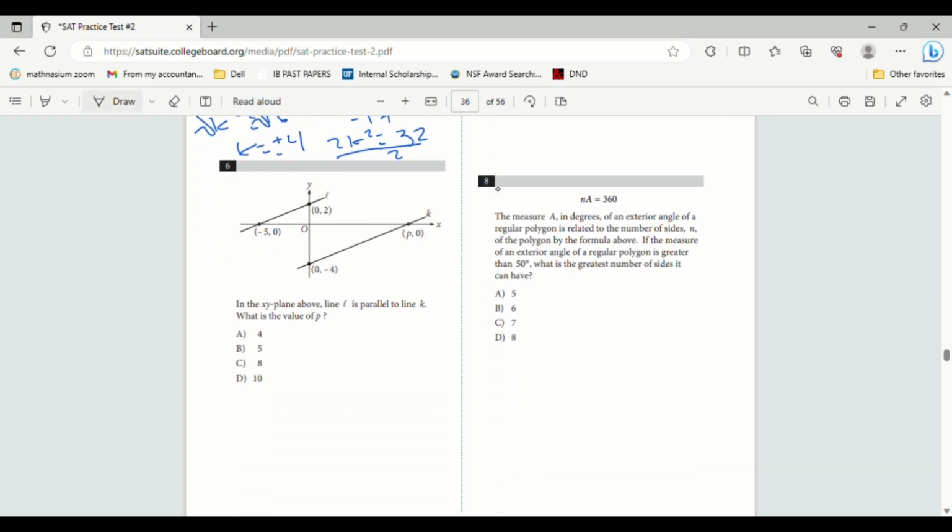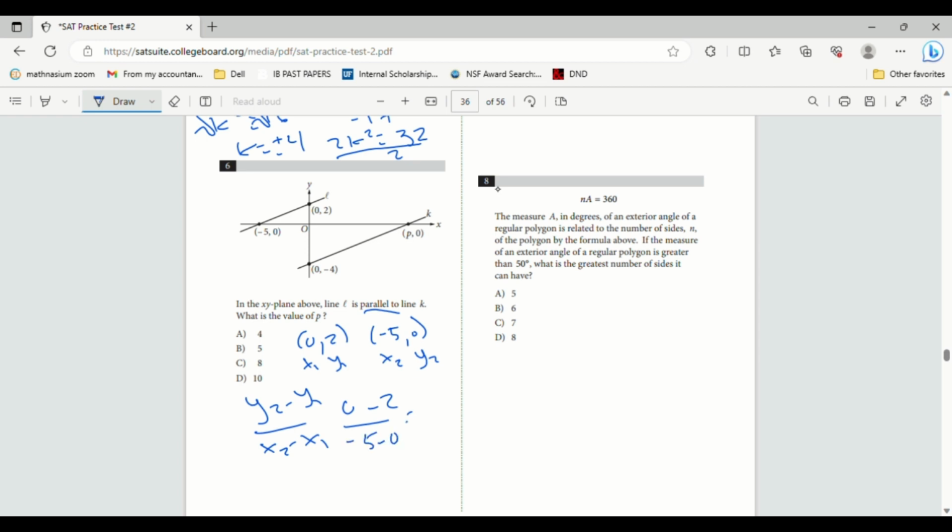Number 6. In the xy plane above, line L is parallel to line K. What is the value of P? So we know that because they're parallel, they have the same slope. And so, for example, the slope of line L, we can figure out by just writing out both points, assigning them x1, y1, x2, y2, and then we can use our slope formula, y2 minus y1 over x2 minus x1. So that gives us 0 minus 2 over negative 5 minus 0, negative 2 over negative 5, or a slope of 2 over 5.